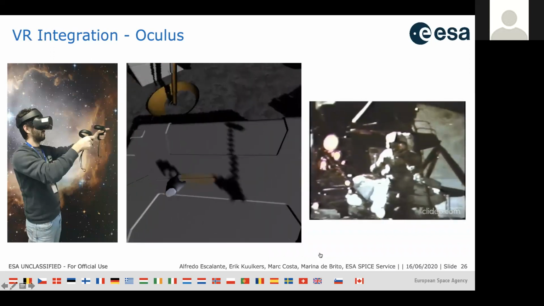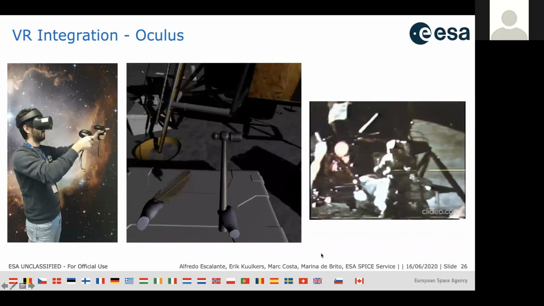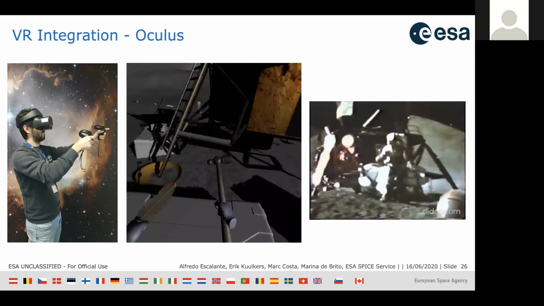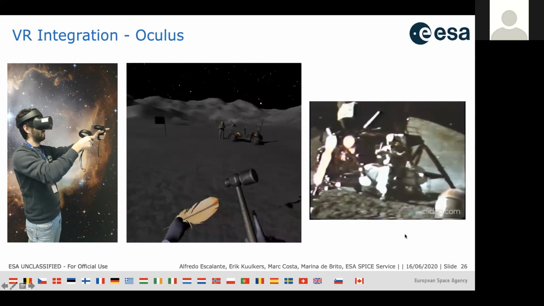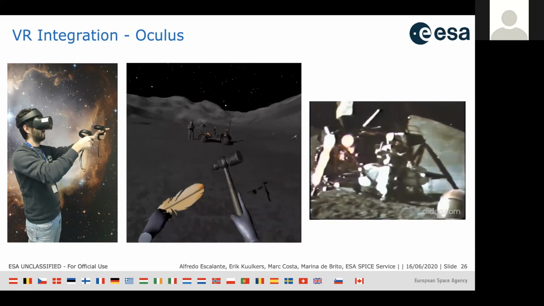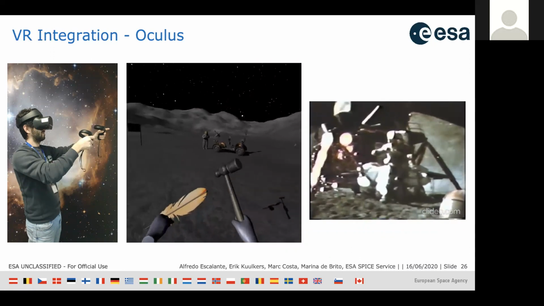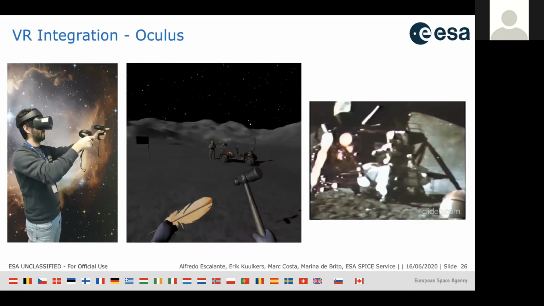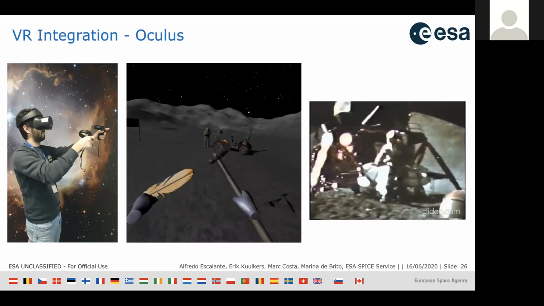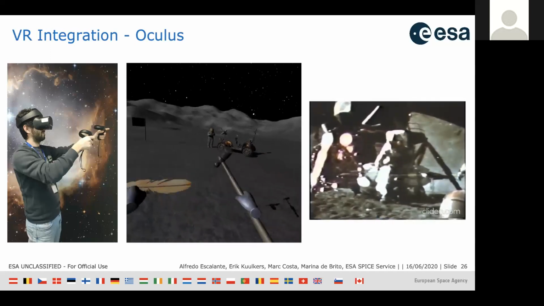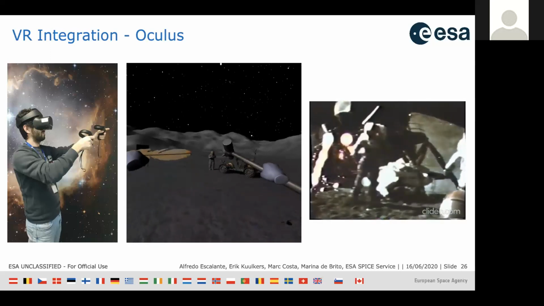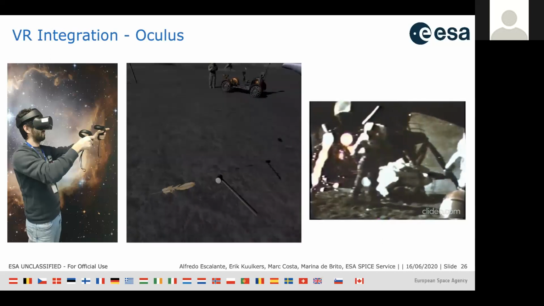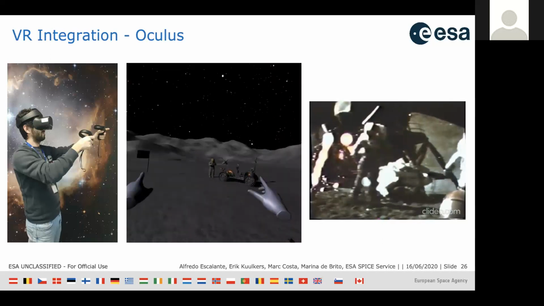So basically it's me reproducing the hammer and feather experiment that the Apollo 15 astronauts did. You can see on the right video the real experiment. They dropped a hammer and a feather on the moon, and they proved that in vacuum they should fall at the same time. We can reproduce all this with Oculus because we have the same physical conditions in our moon as in the real one. So they fall at the same time.